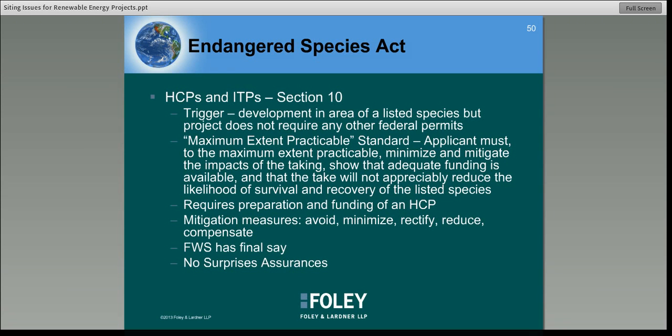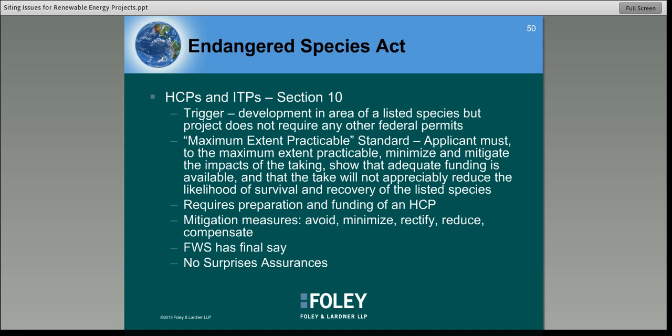Under Section 10, a party would have to prepare and fund a habitat conservation plan, an HCP. The purpose of these is to minimize and mitigate the take of the species. It includes a plan to protect the species in an area and to facilitate their recovery. And again, it must be funded. So if you propose to have a project that has a 50-year duration and you have a 50-year HCP, then you'd need to make sure that you could demonstrate the funding mechanism to comply with all the elements of that HCP during the life of it.